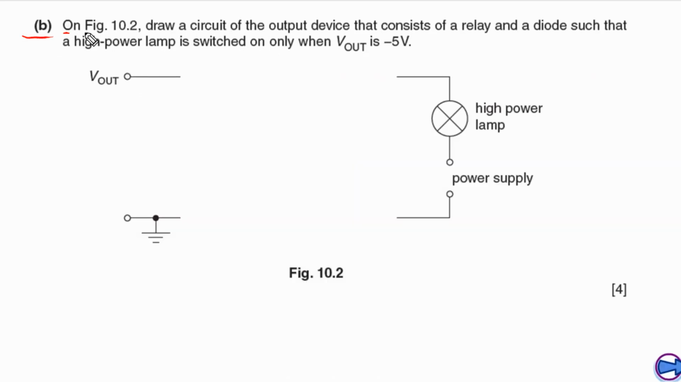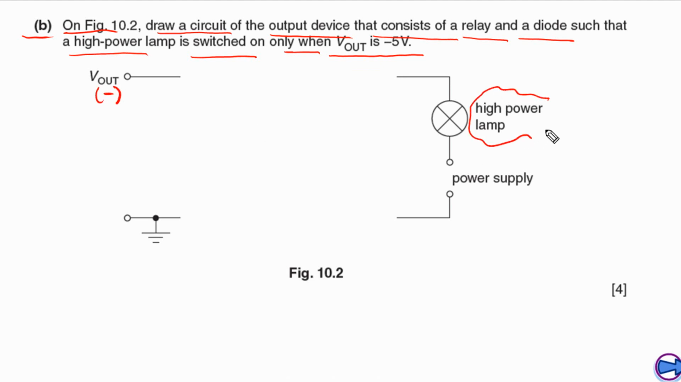For part B on figure 10.2, we need to draw a circuit of the output device that consists of a relay and a diode, such that a high powered lamp is switched on only when V out is negative 5 volts. It simply means that when V out is negative, this high powered lamp has to be on, and when V out is positive, this lamp has to be off. This is the condition given to us, and based on it we need to draw the circuit, with a relay and a diode.